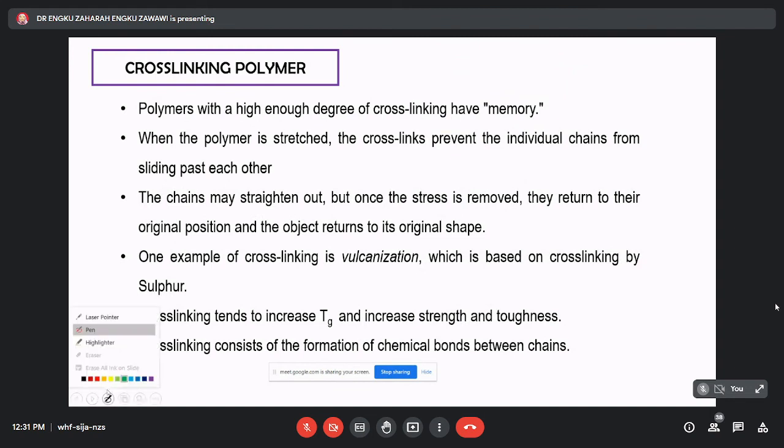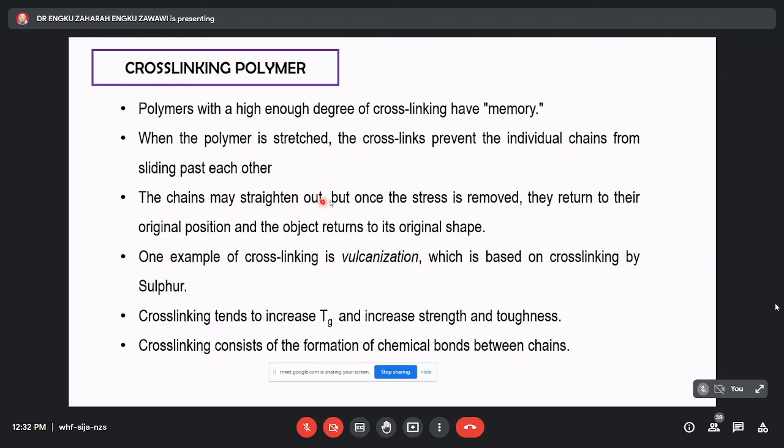Means that kita usik dia boleh balik pada tempat asal dia. When the polymer is stretched, crosslinks prevent the individual chains from sliding past each other. So sukar untuk kita gelongsorkan rantai dia tadi. Kalau macam linear tadi kan, kita easily untuk dia move, untuk kita slidekan dia to pass each other.